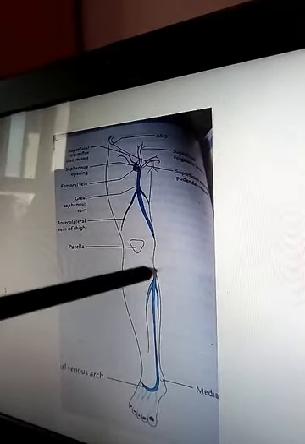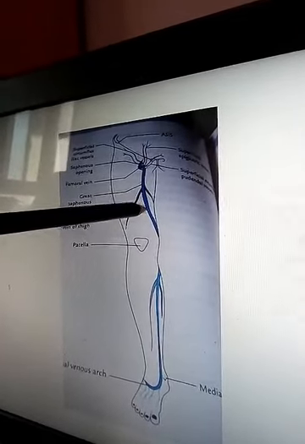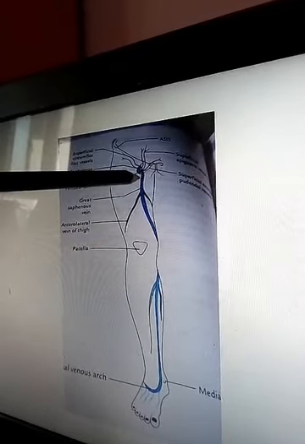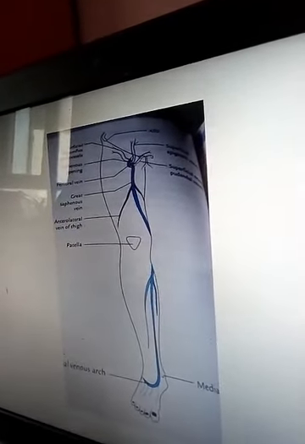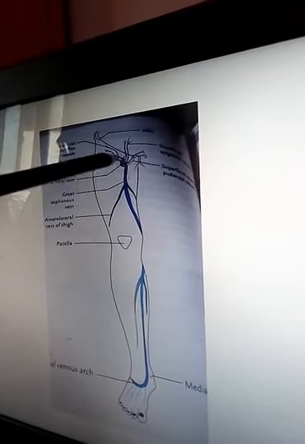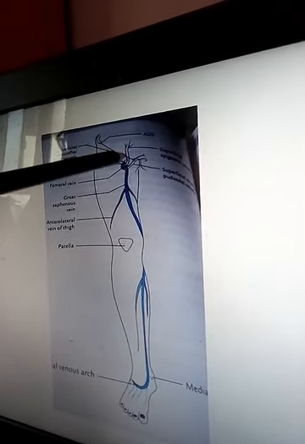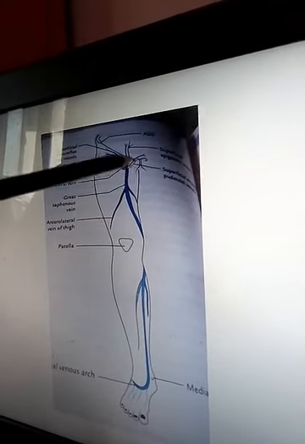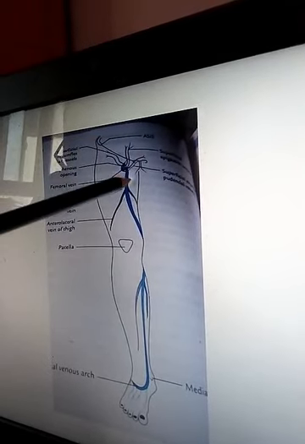In the thigh, it inclines forwards to reach the saphenous opening, where it pierces the cribriform fascia and opens into the femoral vein. Before piercing the cribriform fascia, it receives three tributaries, that are the superficial epigastric vein, superficial external pudendal vein, and superficial circumflex iliac vein.